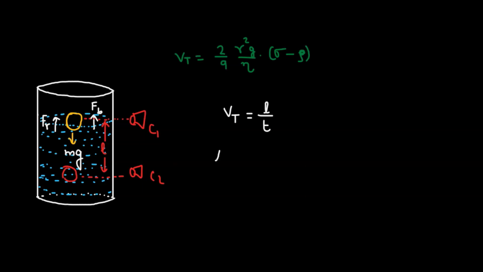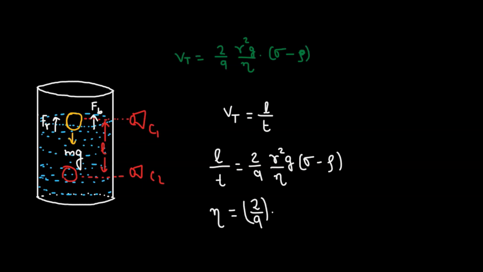So we have distance traveled L divided by the time taken is equal to 2 over 9 times r squared g, whole divided by eta times sigma minus rho. Solving for eta, we have eta is equal to 2 over 9 times r squared g over L times sigma minus rho, multiplied by t.